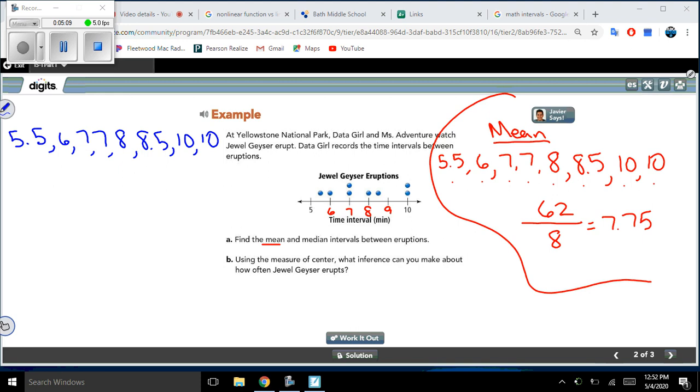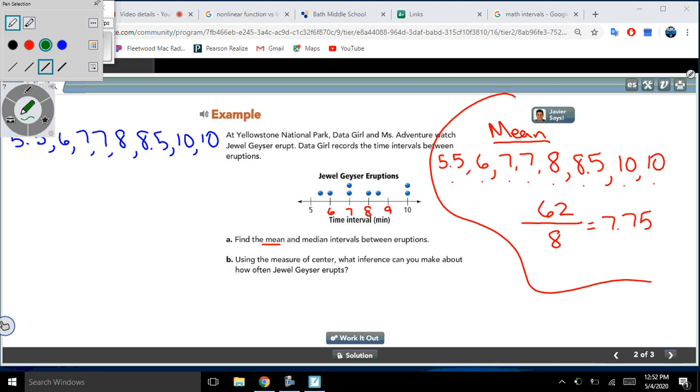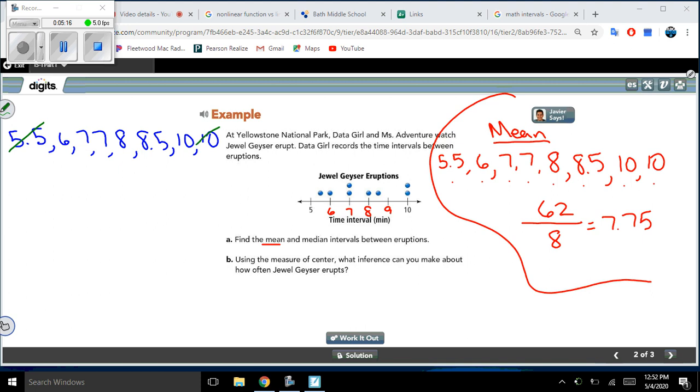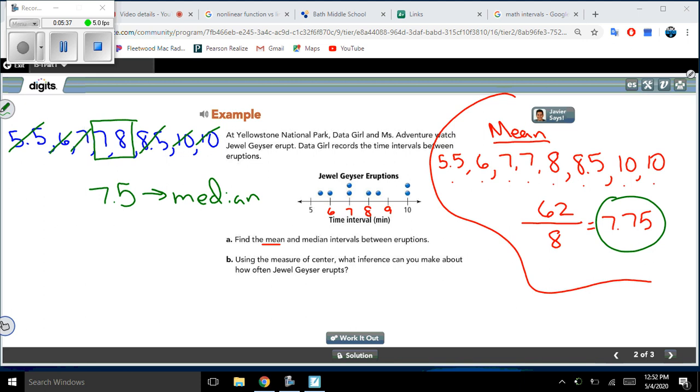That means there's 2 middles, all right? My 2 middles are going to be what? I'm going to knock out this guy, this guy, this guy, and this guy, this guy, this guy. So that means my 2 middles are 7 and 8, and the average of 7 and 8 is 7.5. So my median is going to be 7.5, and my mean is going to be 7.75. Using the measure of center, what inference can you make about how often the geyser erupts?